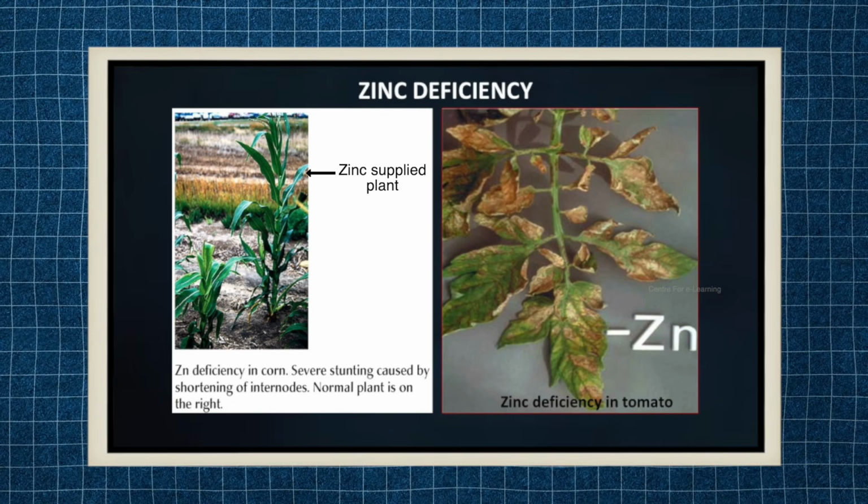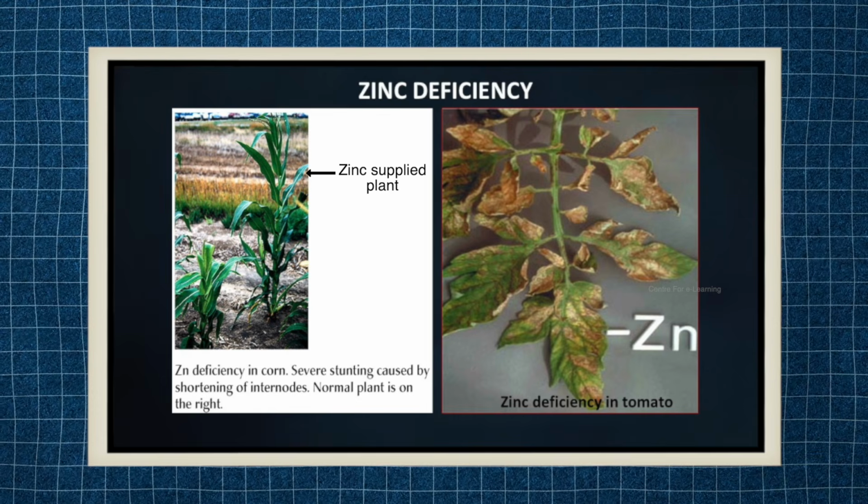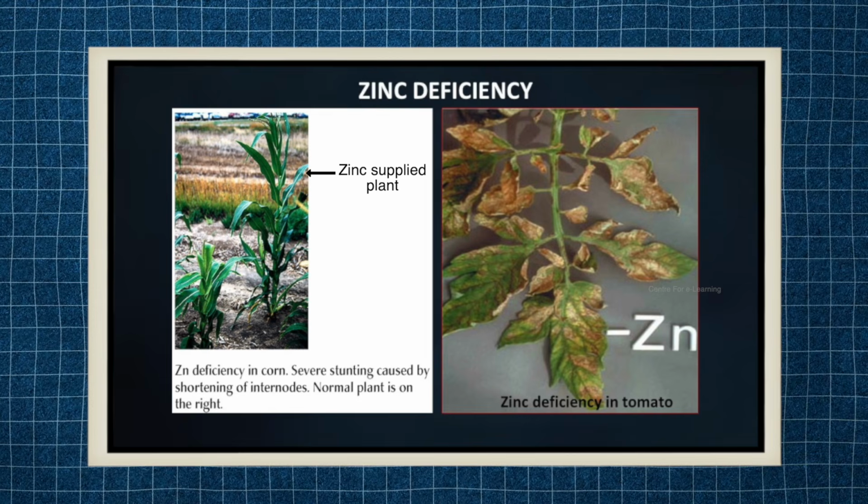You can see on the left hand side, it is a zinc deficient field where maize is grown. For one plant, zinc is being supplied. The other plant, it is not. So see the difference because of zinc deficiency. On the right hand side, it is zinc deficiency of tomato. In zinc deficiency, usually the typical symptom, as I told in the case of calcium, is dieback.